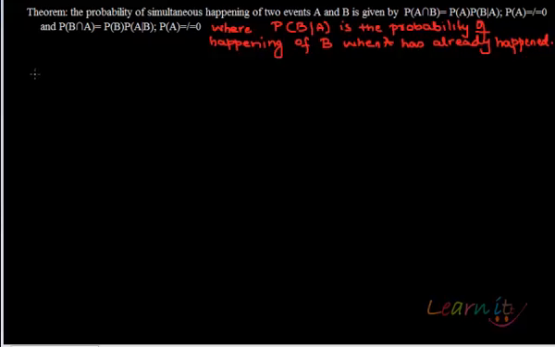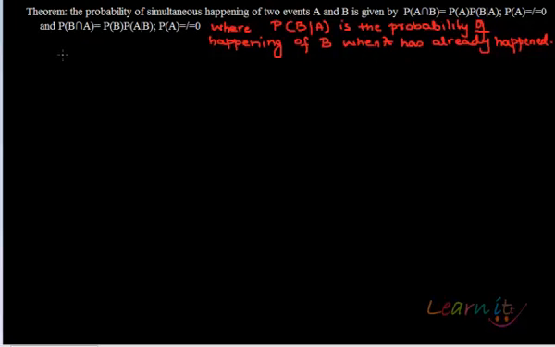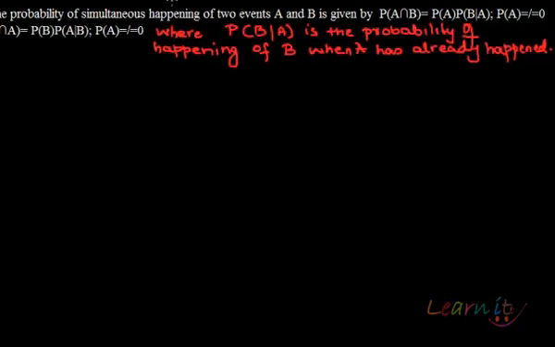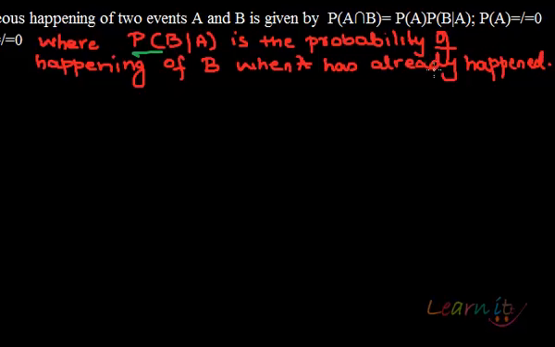In this theorem, we need to prove that the probability of simultaneous happening of two events A and B is given by P(A ∩ B) = P(A) × P(B|A), where P(A) should not be equal to 0. So essentially it is the multiplication theorem of probability. Now P(B|A) stands for the probability of happening of B when A has already happened. This is the conditional probability.